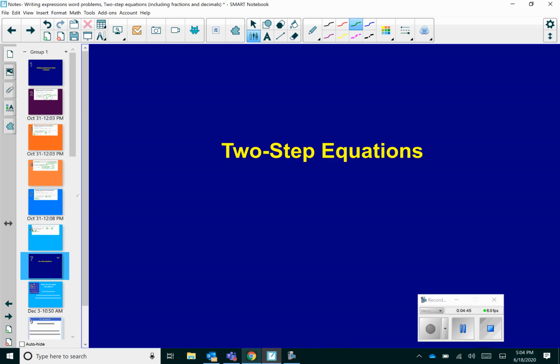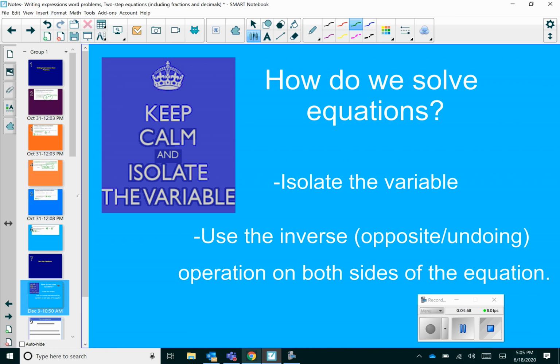Okay, moving right along to two-step equations. So let's first talk about how we solve a two-step equation. We've already gone through solving one-step equations in the first 2 units of the school year. Now we're going to solve two-step equations. So first thing that's important to know is that we are trying to isolate the variable.